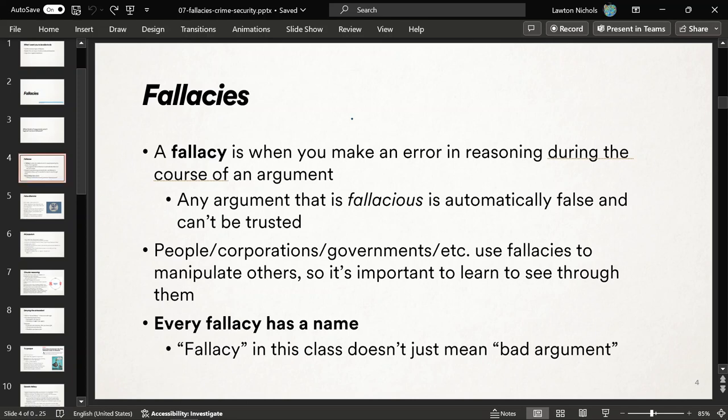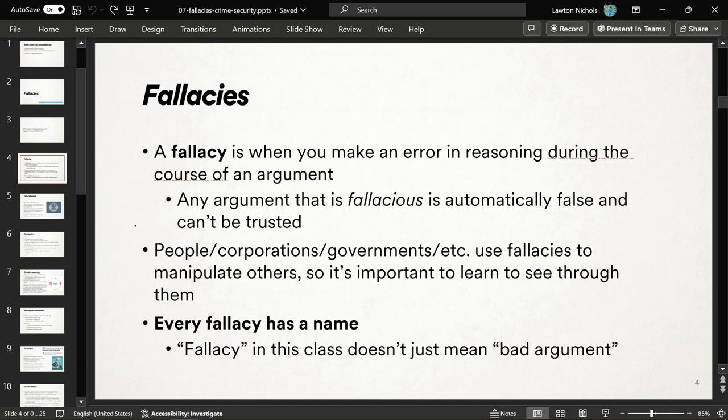Fallacy is when you mess up while arguing. Pretty much what it means. When you make an error during the course of an argument, and so this is the noun, a fallacy, that could exist in an argument, and the adjective form is fallacious. And an argument that is fallacious is automatically false because it has a fallacy in it. You cannot trust it anymore. It is not a good argument, all right?